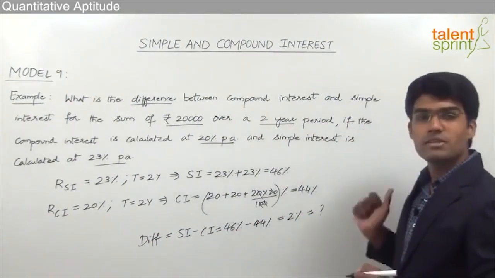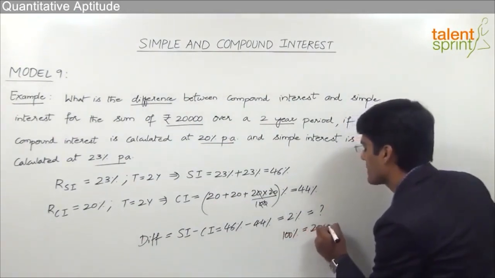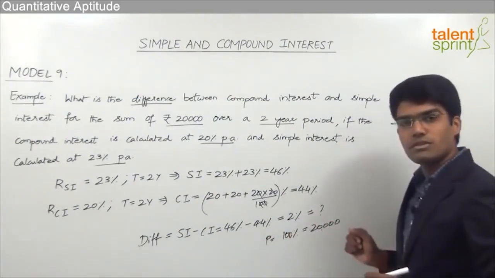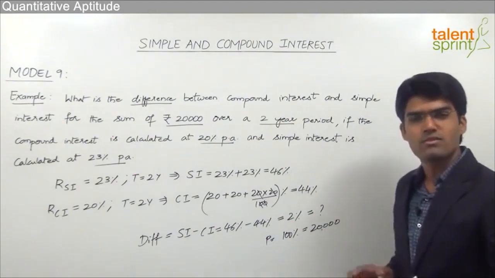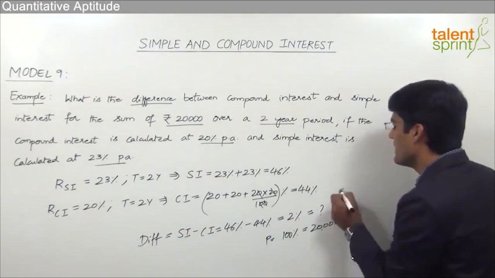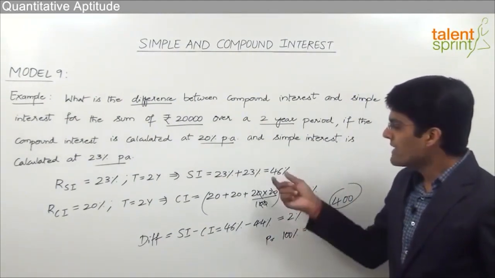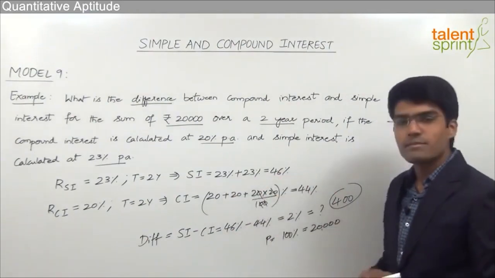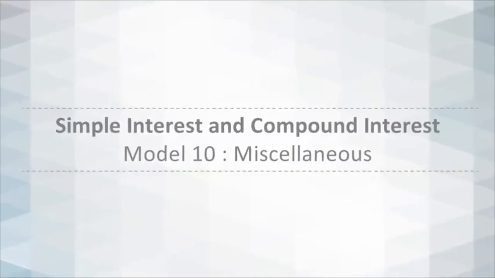We know that principal is 20,000, that means 100% is equivalent to 20,000. So if 100% is 20,000, 2% will be how much? We know that 1% of 20,000 is 200 rupees. So 2% would be 400 rupees. So the answer for this question would be 400, which can be obtained by cross multiplication. So this is how we can simply find out the effective compound interest percentage and the total simple interest percentage and take the difference between these two to get the required answer.